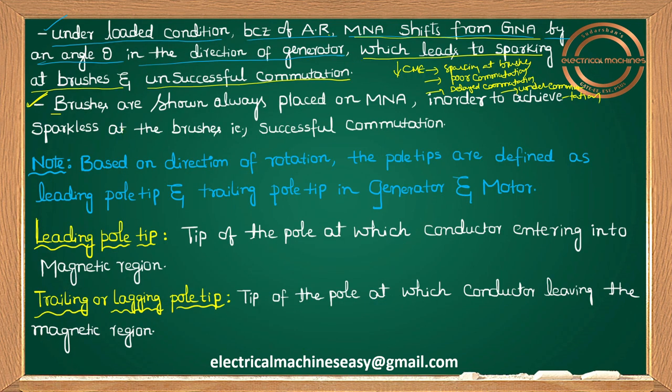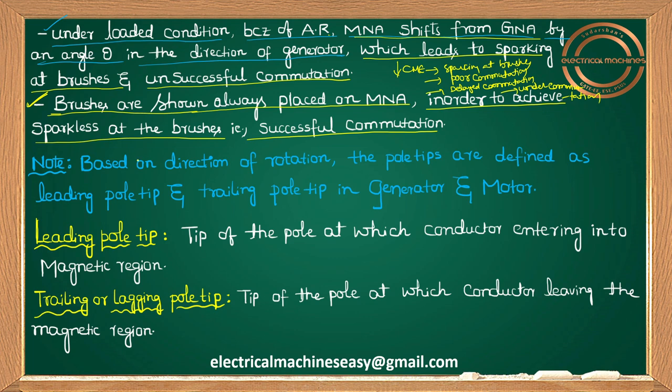That one I wrote here. But brushes are shown always placed along the MNA. That means you have to shift the brushes along the MNA in order to achieve sparkless operation at the brushes, that is successful commutation, to reduce the CME effect, to improve commutation, all those things. You have to shift brushes along the MNA. I'll tell you how.